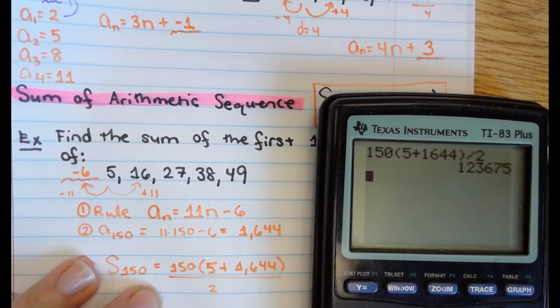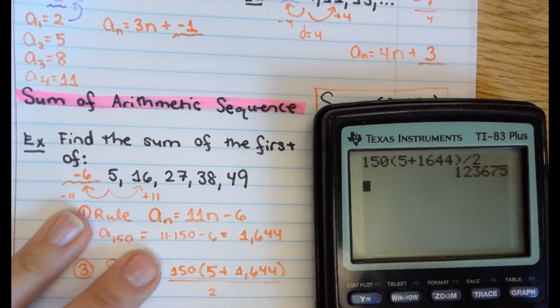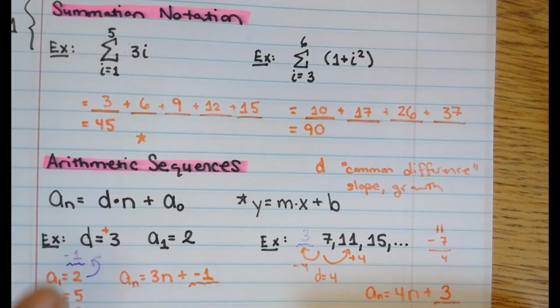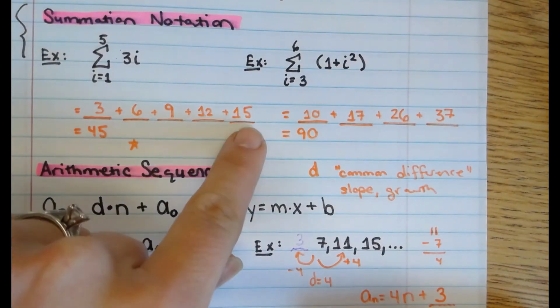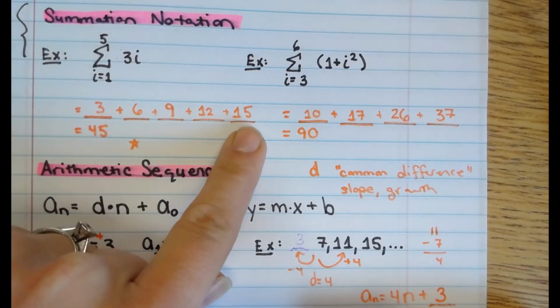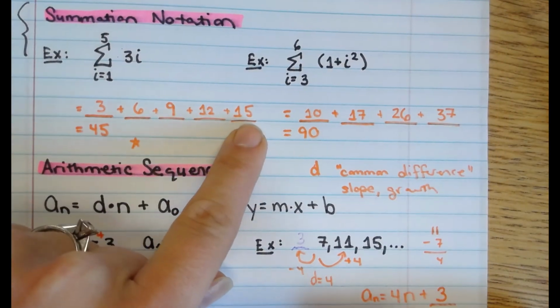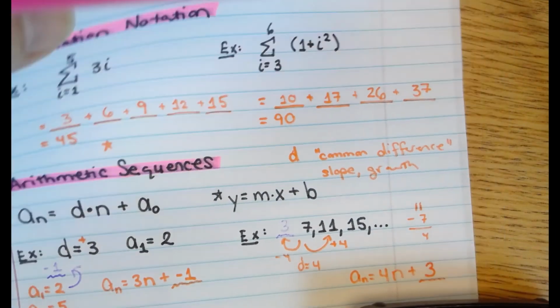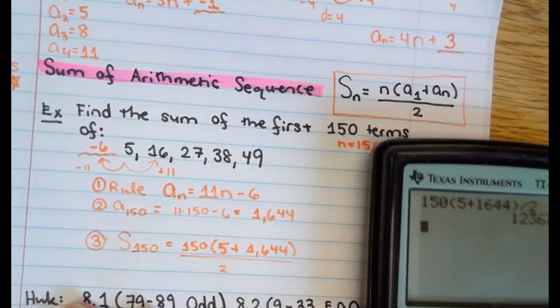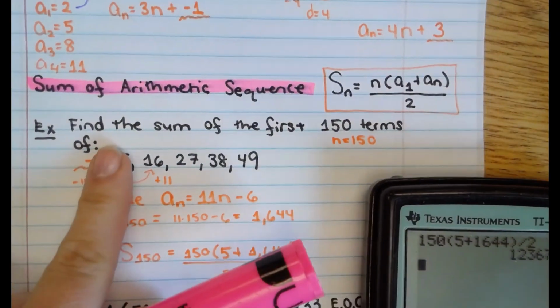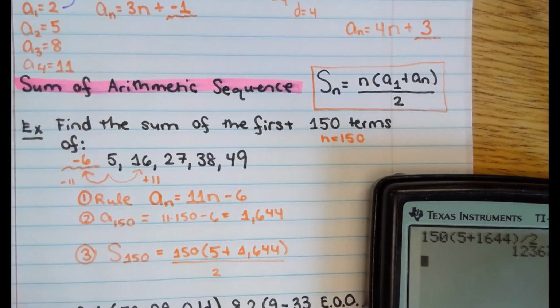And that way, we don't have to sit there and write out 150 times because, frankly, that would be lame. All right? So, we have this nice formula. It does only work for sequences that are adding or subtracting something.